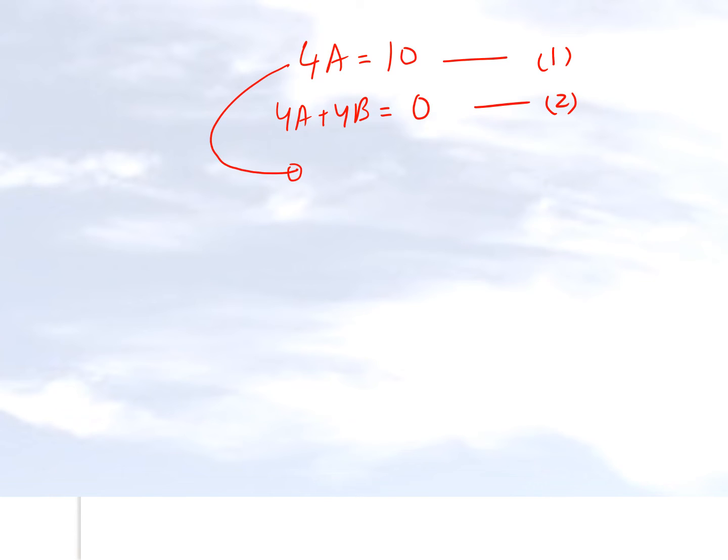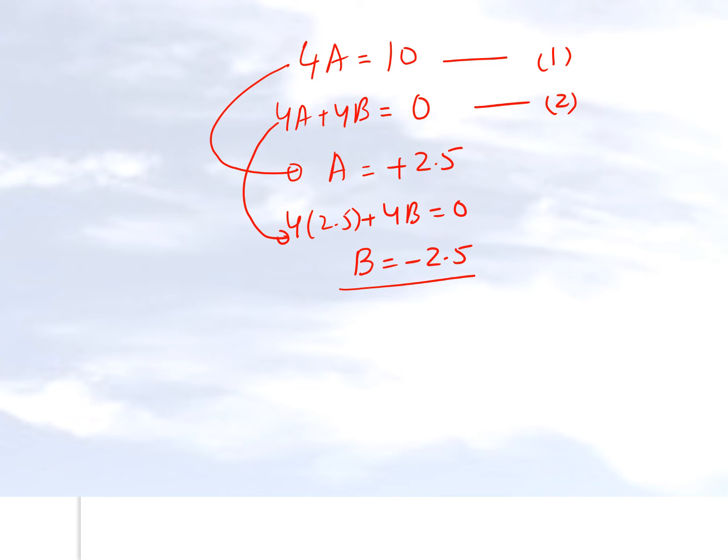This one will directly give you a is equal to plus 2.5, right? And then this one will give you 4 times 2.5 plus 4 times b is equal to 0. That is the second equation. And that will give you b is equal to minus 2.5 from there. So those are the two unknowns which we have, which tells us that the particular part of the solution will be 2.5 times t minus 2.5. So we've done that part.